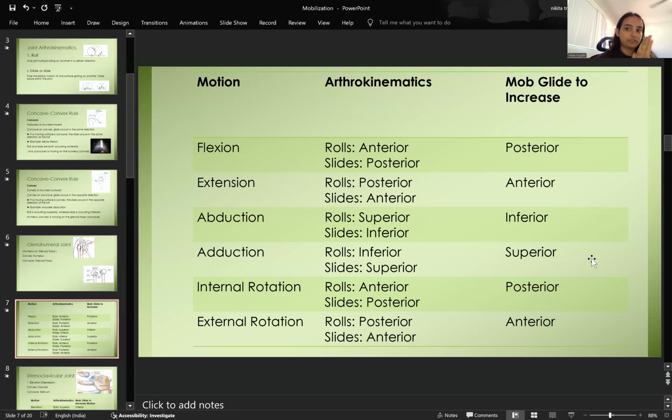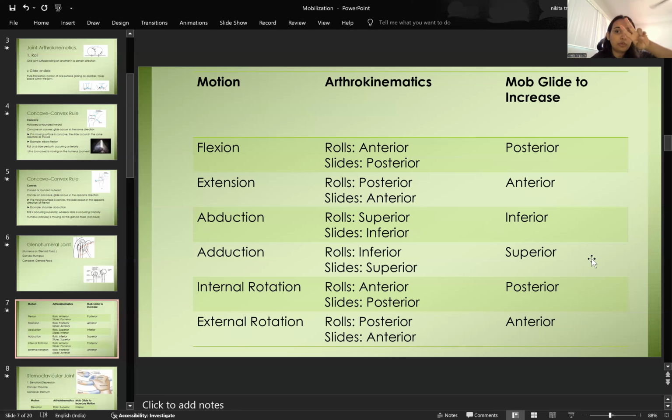Now let's talk about shoulder extension, like this. Standing or in the sitting position, you do shoulder extension. In which direction are you moving your arm? Posteriorly. I'm moving my arm posteriorly for shoulder extension. So which glide should I give? Anterior. My arm is moving in the posterior direction, and I know my humerus, the convex surface, is moving. So I should give an anterior glide to increase shoulder extension.